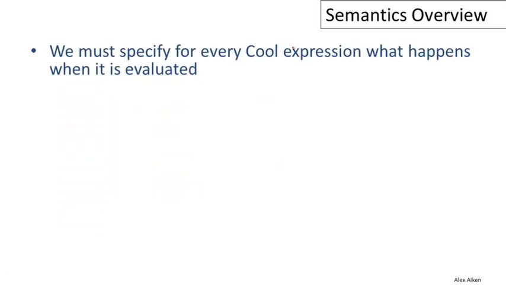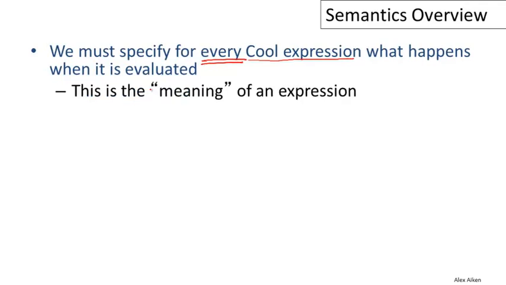The problem we have to address is that we need some way to say what behavior we expect when we run a Cool program. So for every kind of Cool expression, we have to say what happens when it's evaluated. And we can regard this as the meaning of the expression. We somehow give rules that specify what kind of computation a particular expression does.